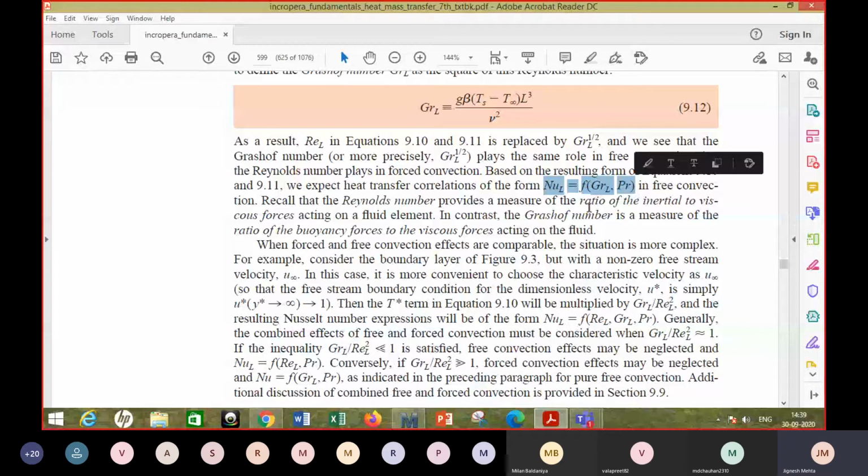So for the empirical correlation, you can expect that when you want to get the Nusselt number, it will be expressed as some function of the Grashof number and Prandtl number. Later on, as you will see, the empirical Nusselt number correlations are available as a function of the Grashof number and Prandtl number. And actually, the multiplication of the Grashof number and Prandtl number is defined as a new number called the Rayleigh number. So the Nusselt number becomes a function of the Rayleigh number.